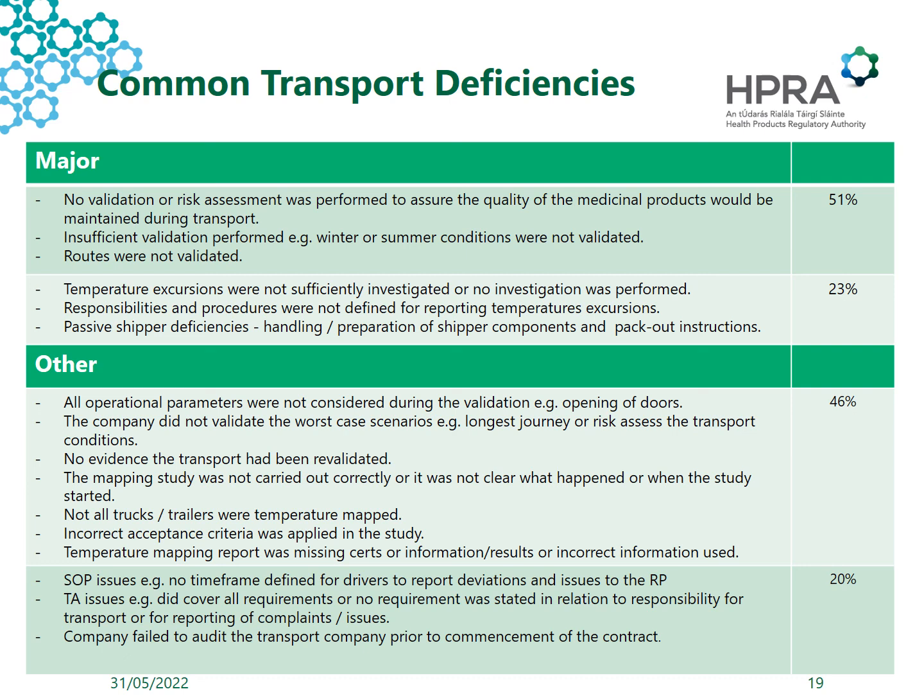23% of the major deficiencies given against transportation included deficiencies around temperature excursions and the handling and preparation of shipper components and pack-out instructions. In relation to other deficiencies, some of the examples include the mapping study was not carried out correctly, not all trucks and trailers were temperature mapped, mapping reports were missing information, and also issues around procedures and technical agreements.